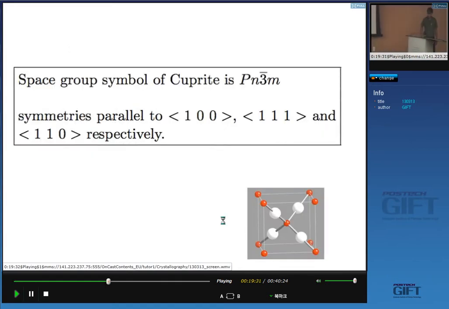Here is the point group and space group symbol for cuprite. Primitive lattice, along the 1, 0, 0 direction we've got a glide plane. Along the 1, 1, 1 direction we've got a bar three, and the mirror plane at a 1, 1, 0 direction. Okay, so that's the space group symbol for primitive cubic. Now, supposing that we cannot see the translations, what would that space group symbol become?